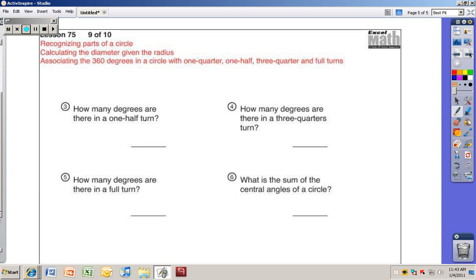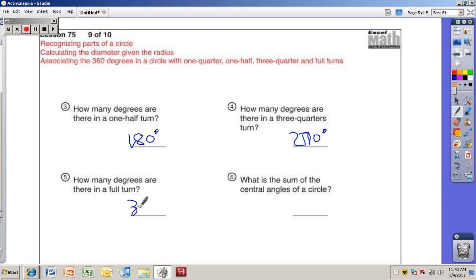All right, let's shout out the answers. Ready, Tay? You're going to shout out the answers? How many degrees are there in a 1/2 turn, everybody? 180 degrees. Oh, almost. How many degrees are there in 3/4 turn? 270. Good, 270. Easy here. How many degrees are there in a full turn?